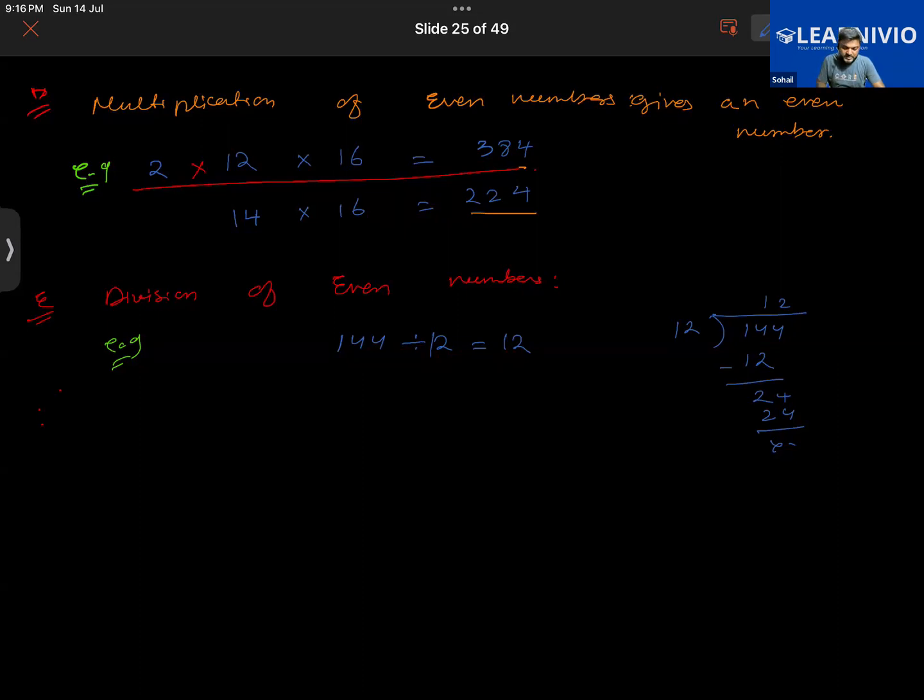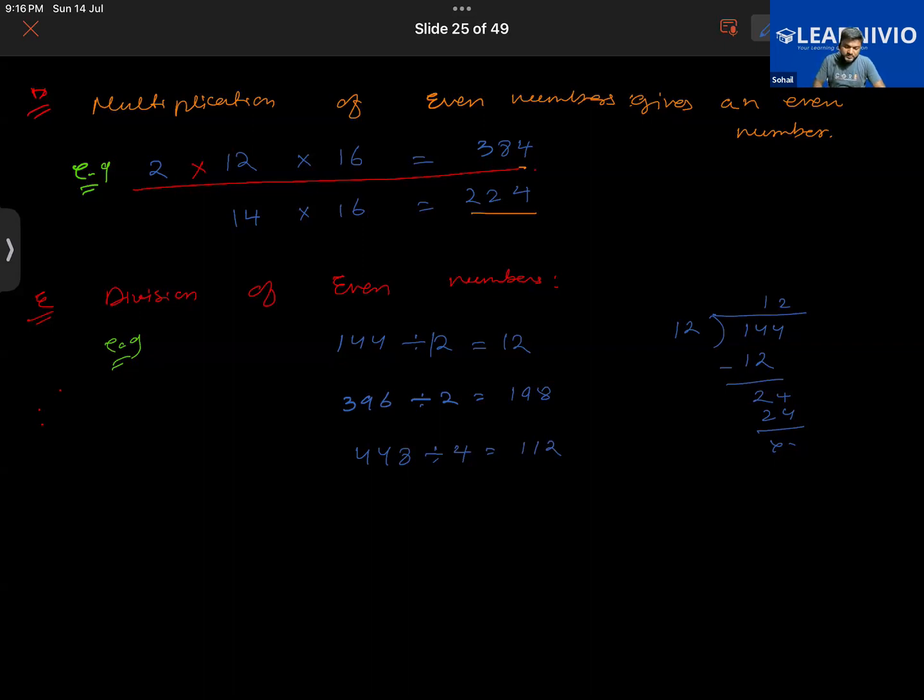Like this, you could have taken some other examples like 396 divided by 2. That will give you 198. That is again an even number. Or let us take 448 divided by 4. That will give you 112 as the answer.